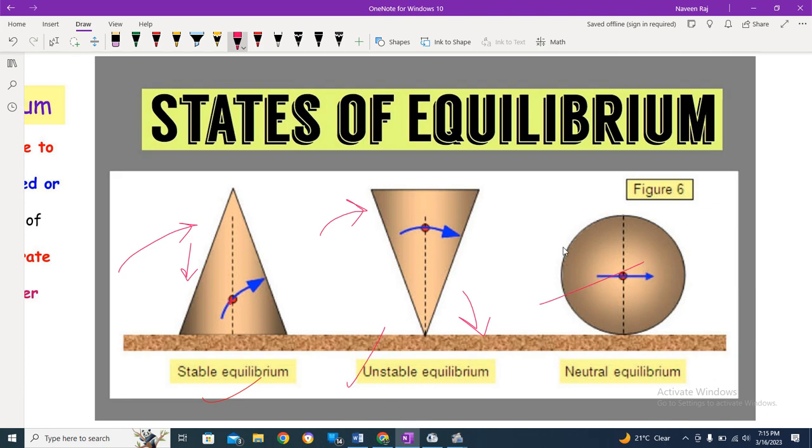Now if you provide a force in this direction, it will move in this direction and there is no impact. This is the neutral equilibrium. This is how things work. I hope that you got the concept.